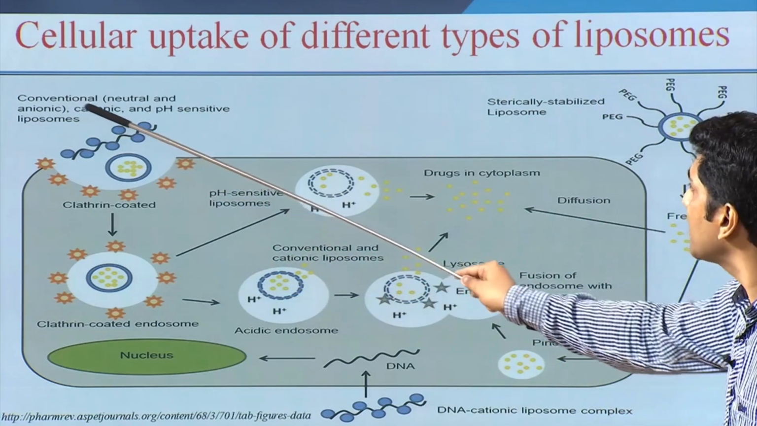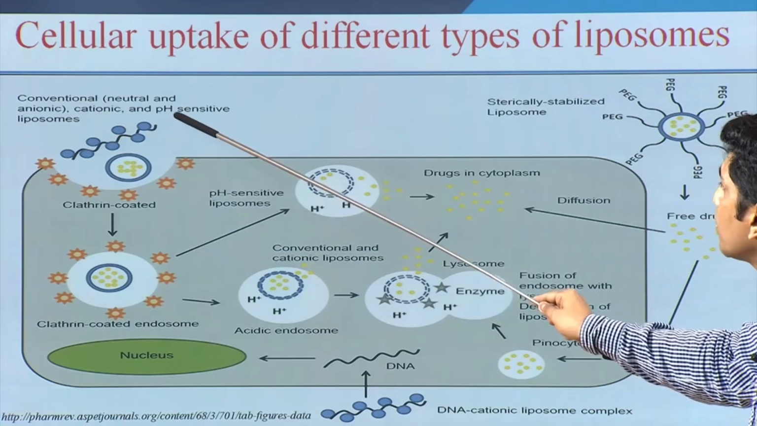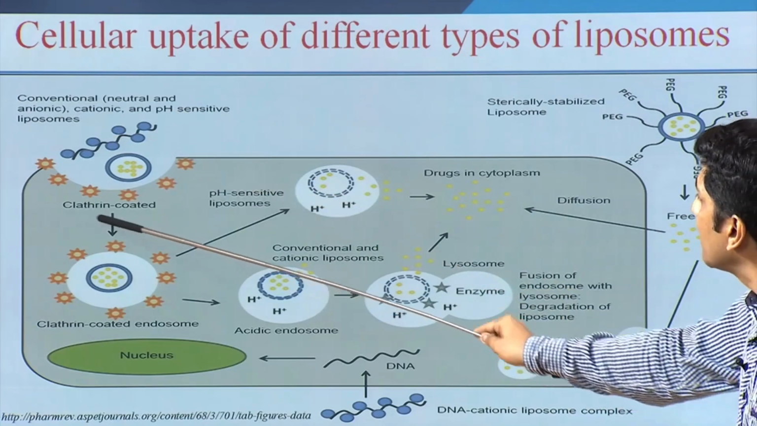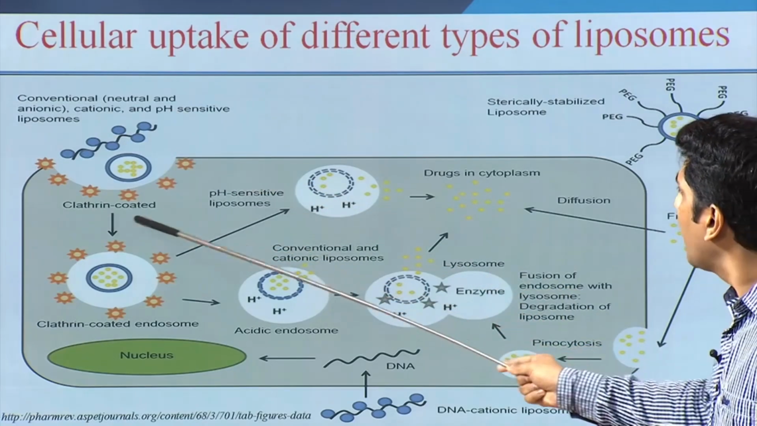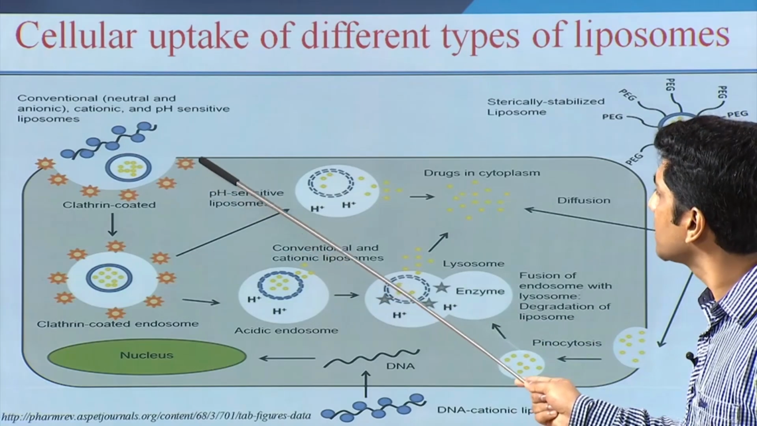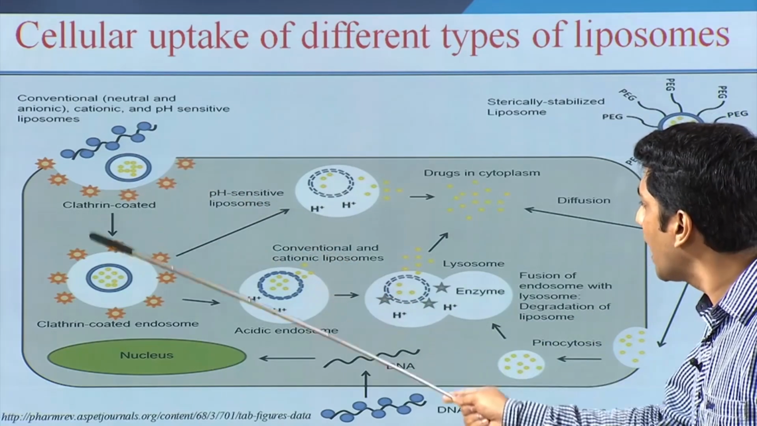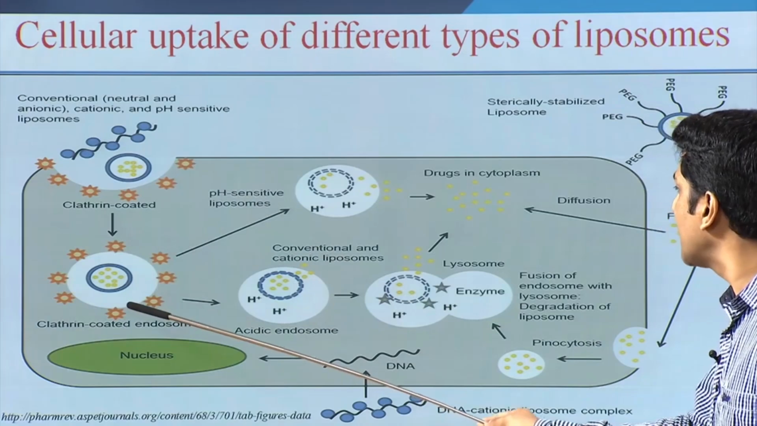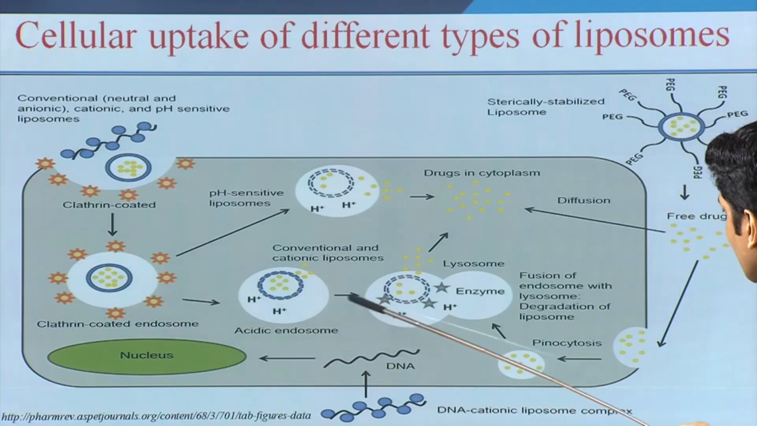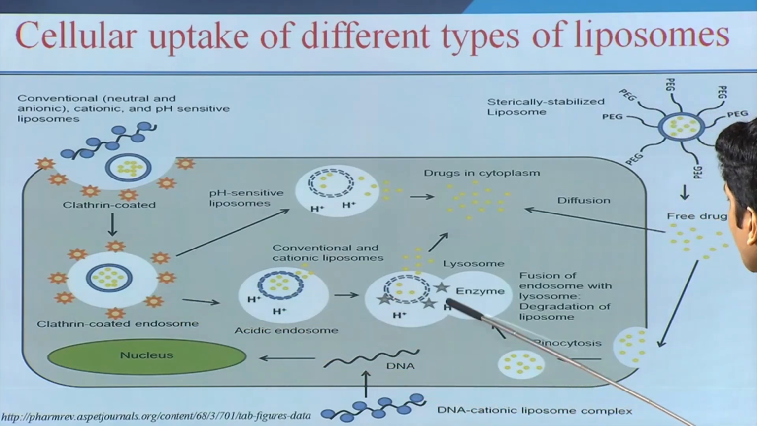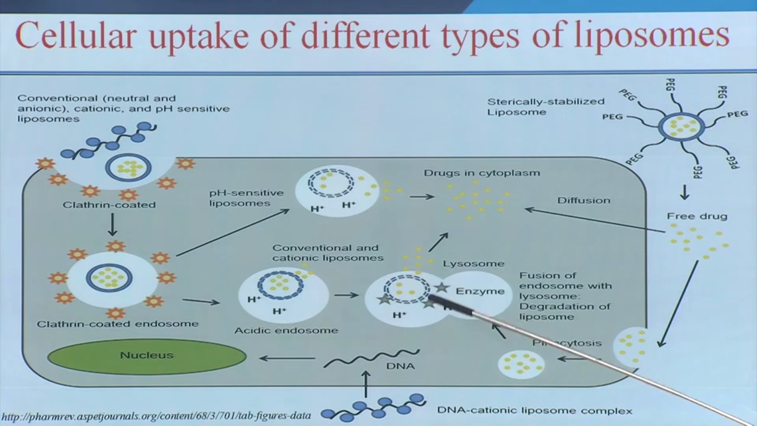So these are the conventional and cationic liposomes. So this will be taken up by the clathrin coated particles and it will undergo an endocytosis process. So this will be taken up by this endosome, and this clathrin coated endosome will reach the lysosome and form an endolysosome. So there it will get degraded and it will release the drugs to the cytoplasm.